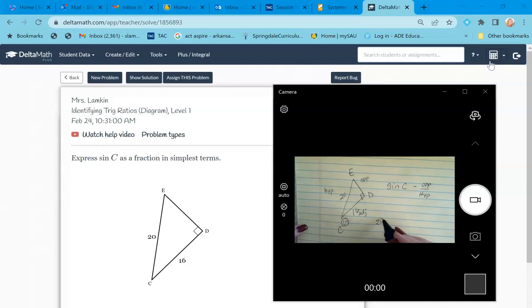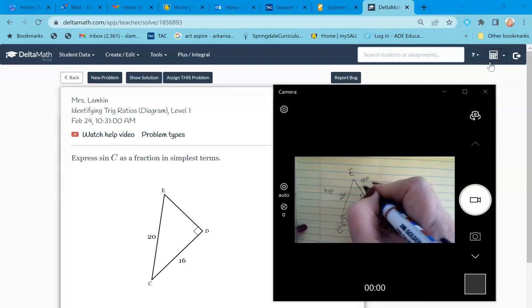So I'm going to have 20 squared equals 16 squared plus x squared. 400 equals 256 plus x squared. Subtract 256. I get 144 equals x squared. So x is 12 when I take the square root of 144.